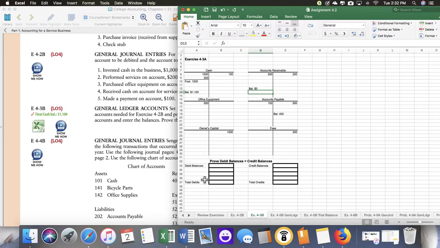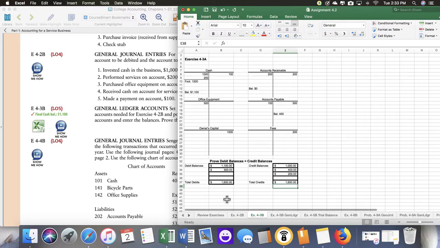So what we're going to do now is we need to prove that our debits equal our credits. So we're going to put our ending balances, 1,100, 500. And then the total is $1,600 for total debits. So we have $1,000 for capital, $400 for accounts payable, $200 for fees, and so that is $1,600. So that tells you if you have a balance correctly.